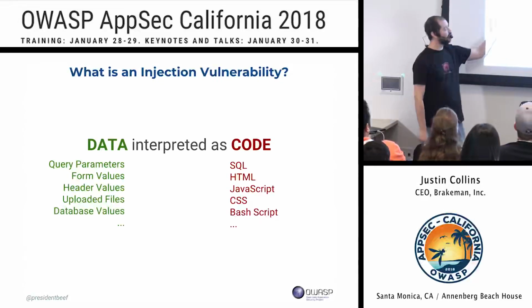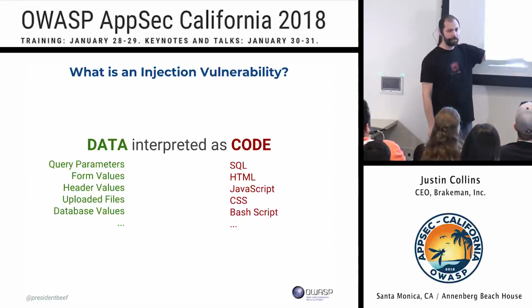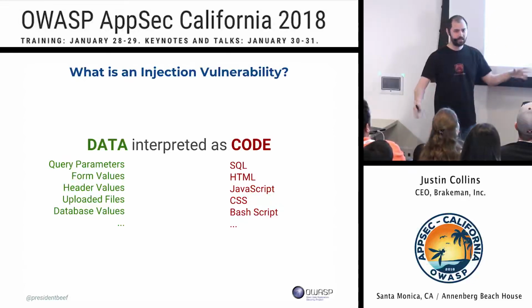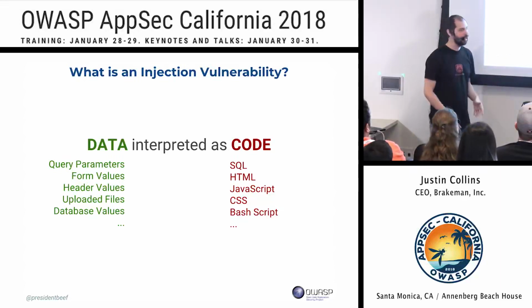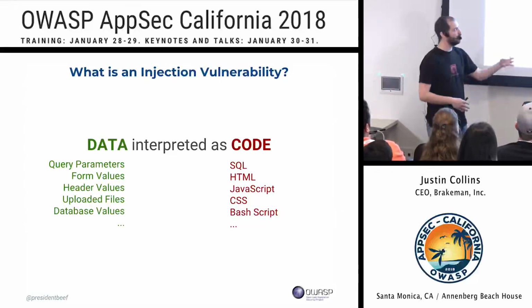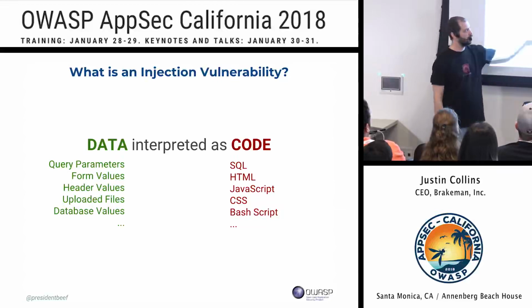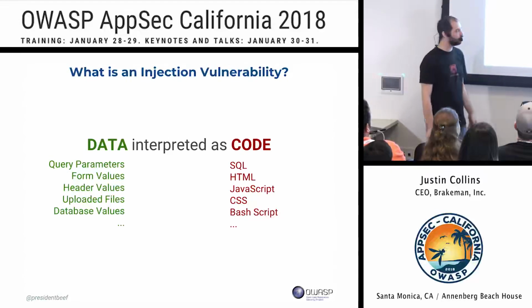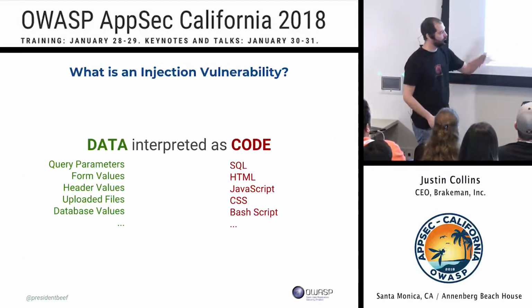And that data could be things like query parameters, values from a form, values that come in as header values, files that are uploaded, stuff that comes out of the database. These are all things that should be data, and somehow they get interpreted as code instead, as SQL or HTML or JavaScript or CSS or Bash or a specific programming language. That's when we get an injection vulnerability.